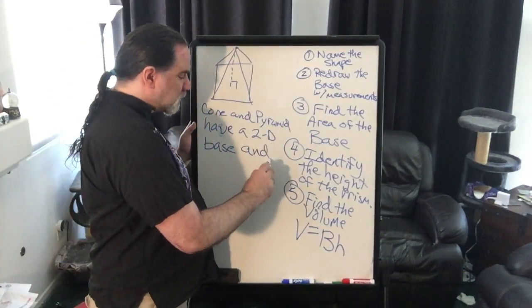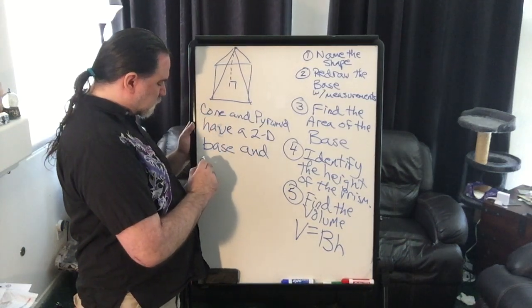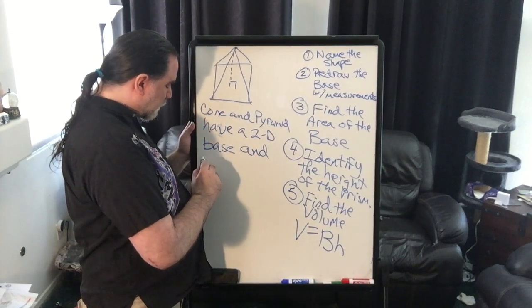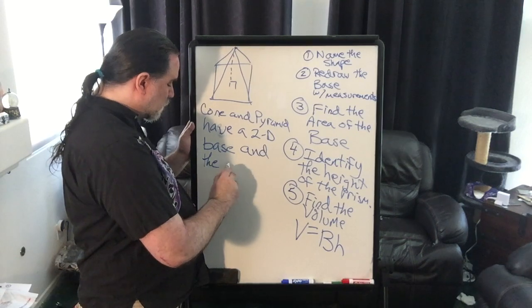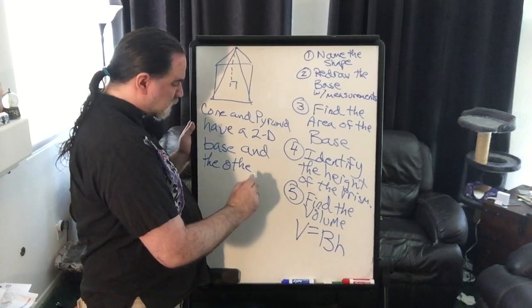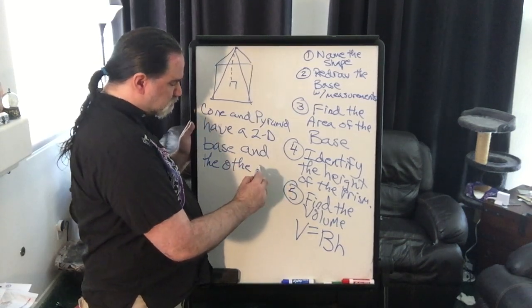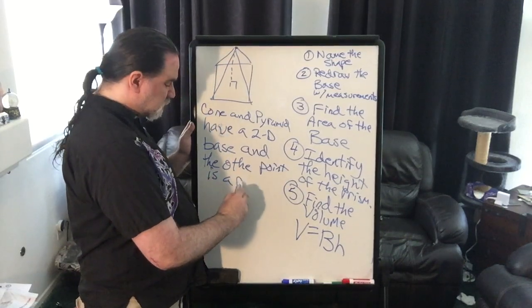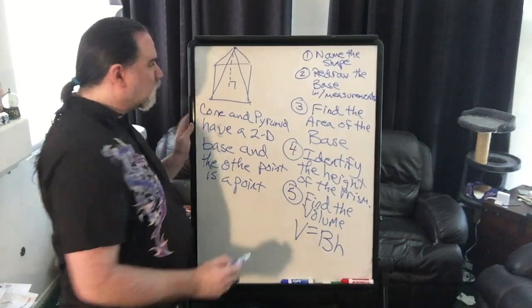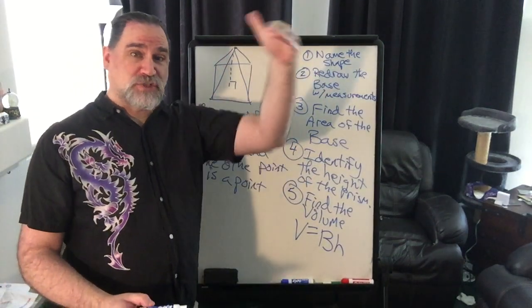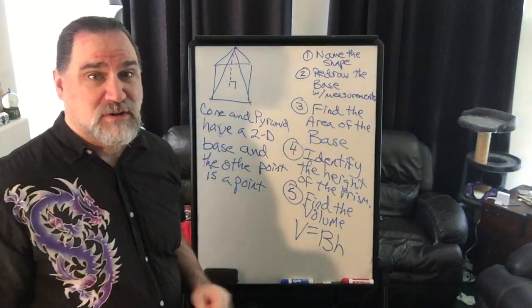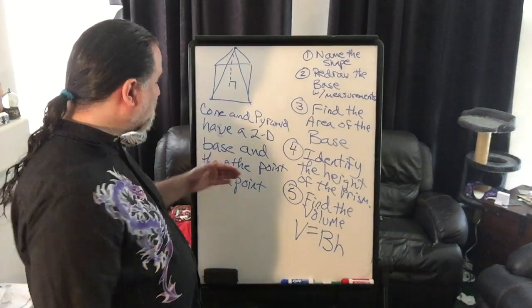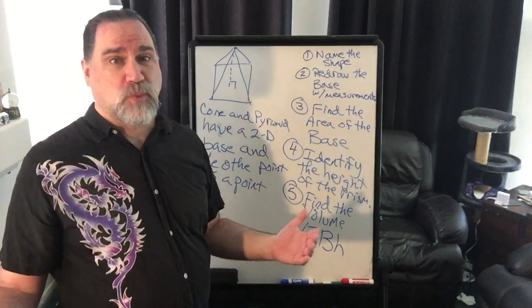And the other is a point, this is terrible. So where it used to be a base to a base, now it's a base to a point. That's really what I'm trying to say here. I'm not doing a very good job of it. But a base to a base becomes now a base to a point.